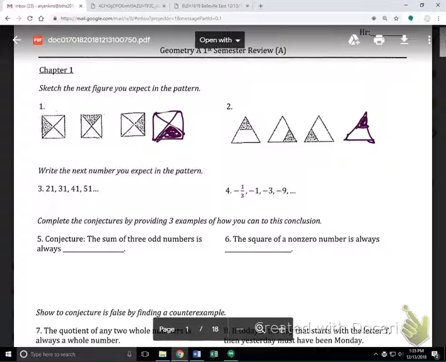Okay, so our third one, we want to talk about the difference that is occurring here. So what do we expect our next number to be? 61. And how did you guys get that? Add 10. So you're adding 10 each time? So our next one would be 61. For number 4, how are we getting from one number to the next?